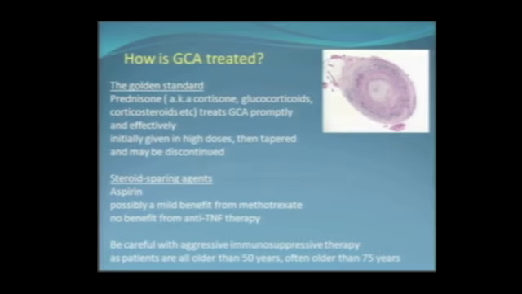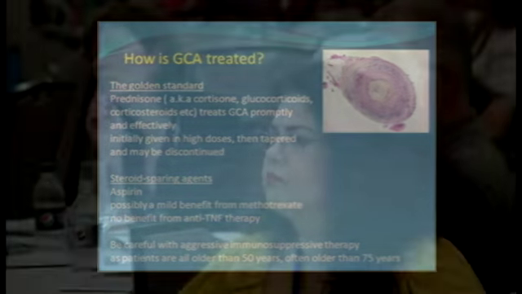So when the tissue biopsy is harvested and the diagnosis is made, how do we treat GCA? The golden standard of therapy is prednisone, the drug that you're all nervous about, I know. We call it cortisone or glucocorticoids or corticosteroids, etc. I can tell you, it will be hard to beat this drug in treating this disease. It treats GCA promptly and effectively. It's initially given in high doses, it's then tapered, and it may be discontinued if the physician and you come to the conclusion that the disease is sufficiently controlled.